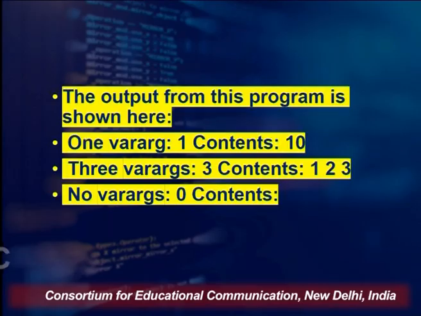The output of the program is: one vararg, and then 1. The contents will be 10. This is all that we have printed inside varTest. One is the message being printed, another is the length of v being printed, so 1, 3 and 0, and not only the length but also the contents are being printed, which are 10, 1, 2, 3, and then for the last call there are no contents because that is a 0 length.